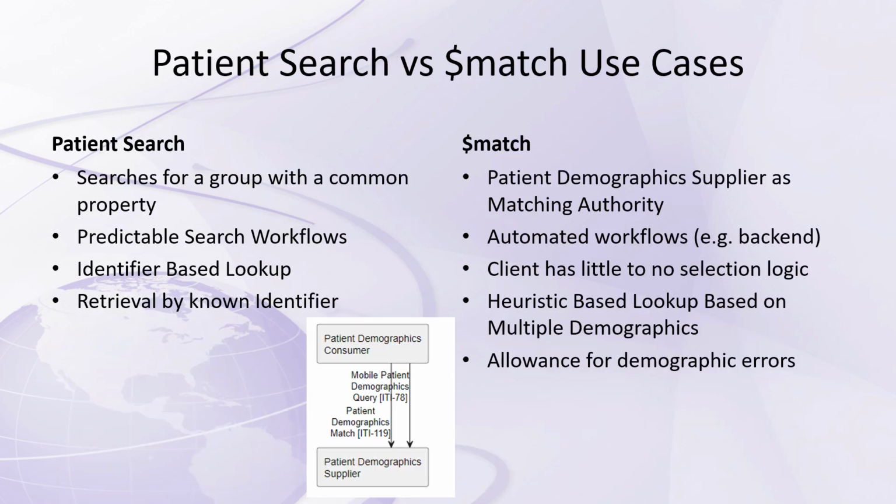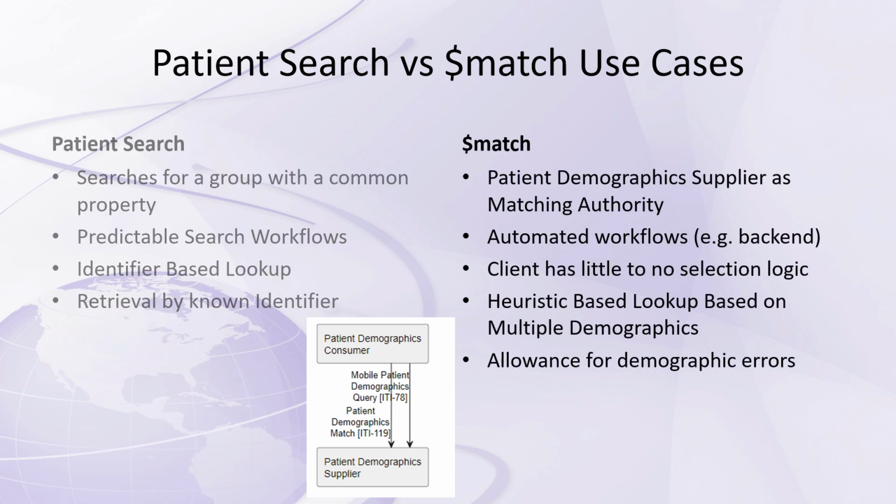Both the original patient search method and the $match operation have pros and cons, and each is better suited to its own set of use cases. Patient search is a good choice when the purpose is to search for a group of patients with a common property, such as a zip code. It is also a good choice when the client system wants a predictable search workflow, like when it is catering to a user that is looking through a list of patients that matches their query so that they can make their own determination manually. Patient search is also the better option when the need is to look up a patient by a known identifier, such as an MRN, or retrieve a record with an already known FHIR ID.